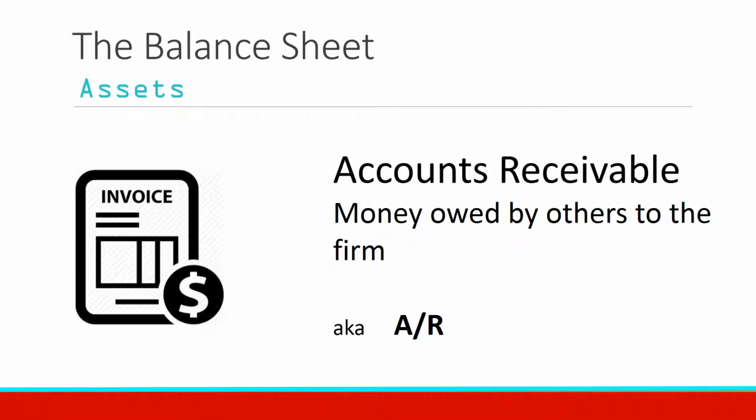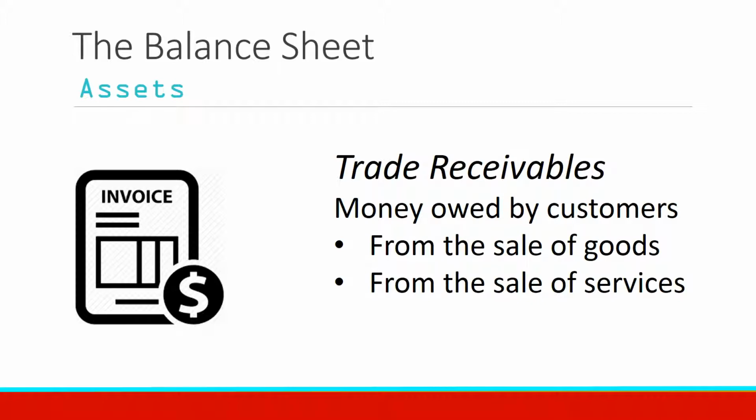The next asset that we're going to look at is called accounts receivable. If you think about the word receivable, it means that the firm is waiting to receive something from someone else. So accounts receivable is money owed by others to the firm. We're going to encounter a number of abbreviations in accounting, so here's our first one. Accounts receivable is also known as A/R.